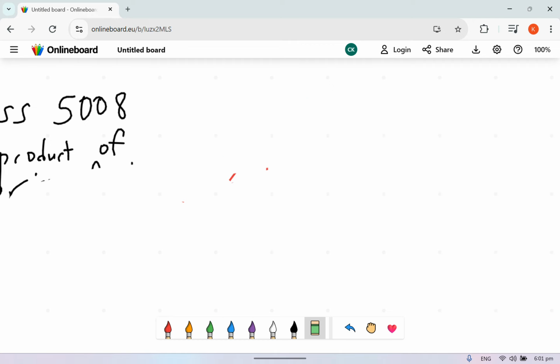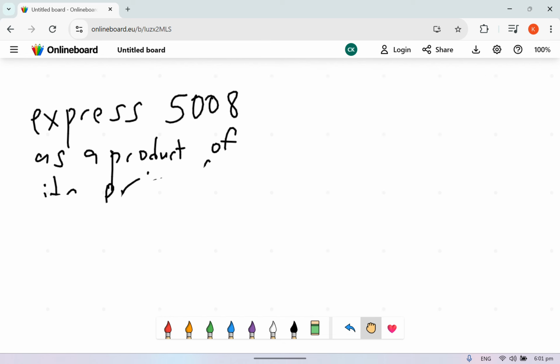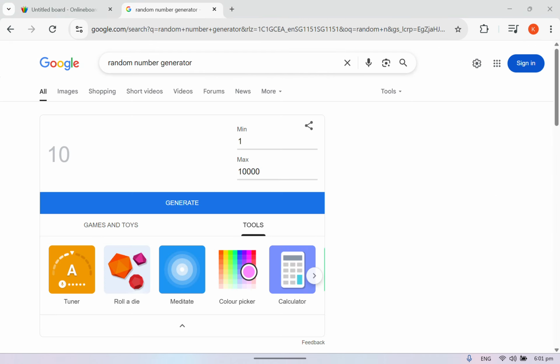Okay, so now let's go ahead and generate ourselves a random number. Let's see.